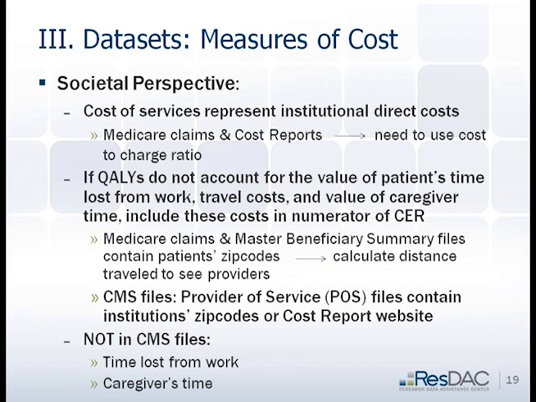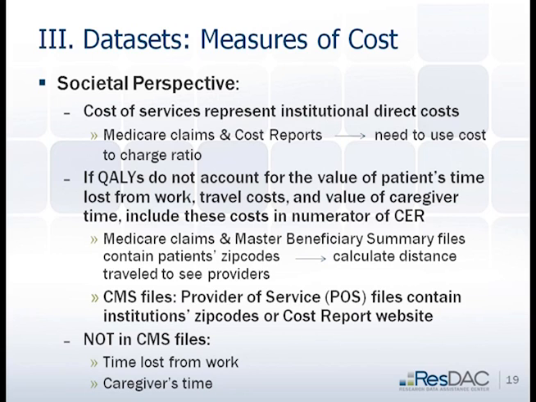So in terms of the time spent traveling, you do have the patient zip code in the master beneficiary summary files, and in the Medicare claims you'll have a sense of how far they will have traveled by calculating the distance traveled to see these providers. So that's one way to go about it. If you don't have a direct question pertaining to this in a survey data set, for example, this is what we as health economists typically do: calculate the distance traveled.